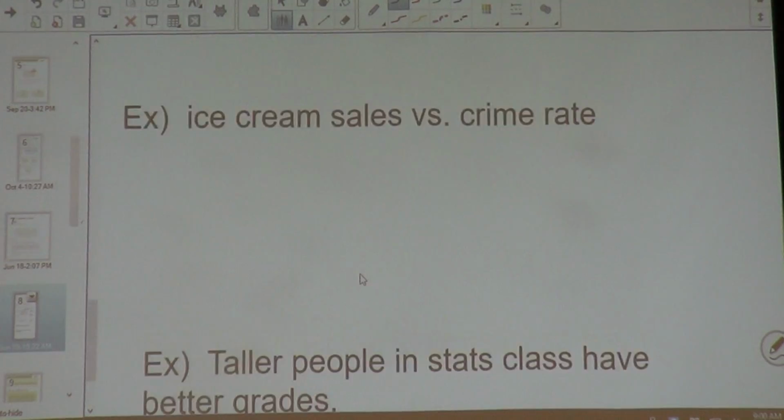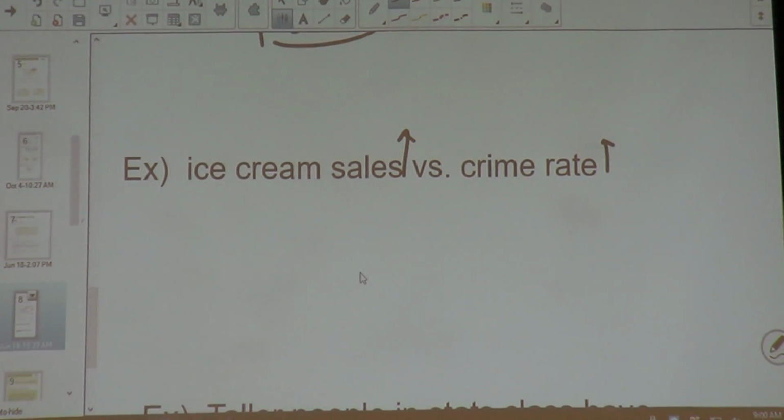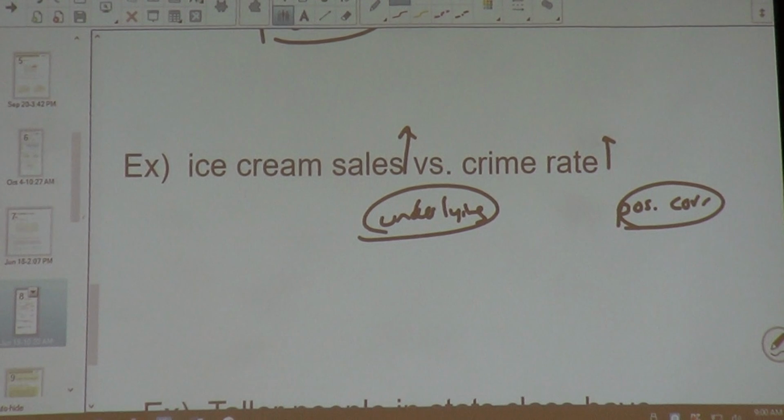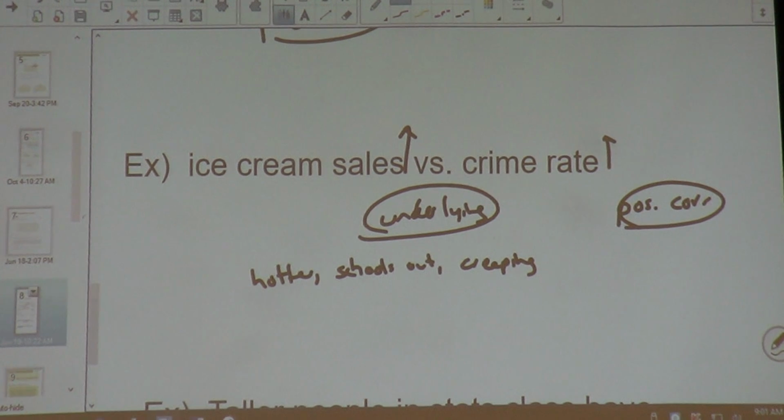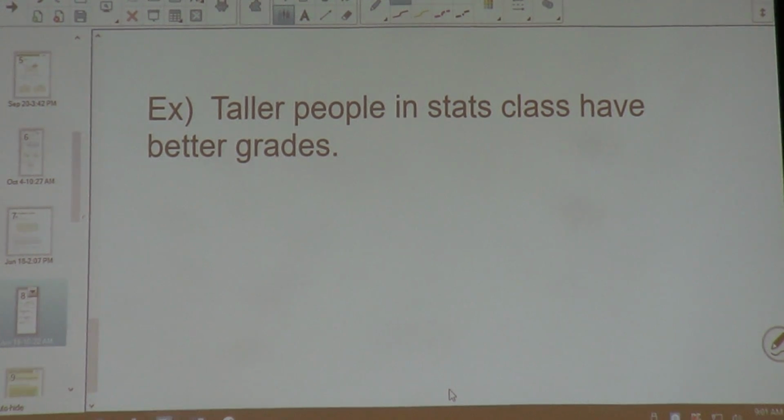Ice cream sales and crime rate. As ice cream sales go up, crime rate also goes up. That is a positive correlation. What is the cause? Coincidence, underlying, or direct? This one is underlying, because we said that when ice cream sales go up, that means it's getting hotter, which means school's out, which means people are creeping, which means stuff is going to get stolen, which means crime rate's going up. So it had nothing to do with the ice cream sales. Taller people in stats class have better grades. What kind of correlation?